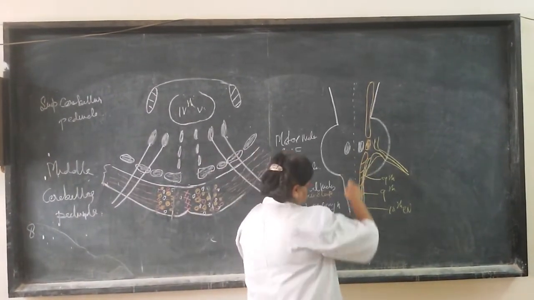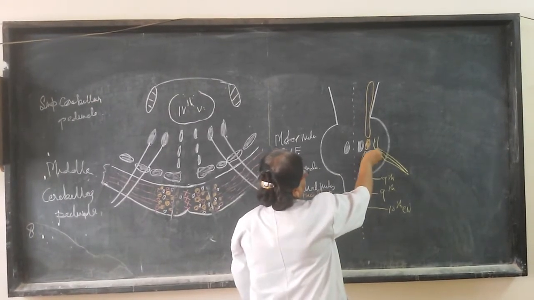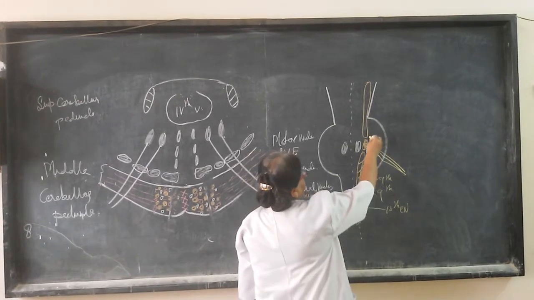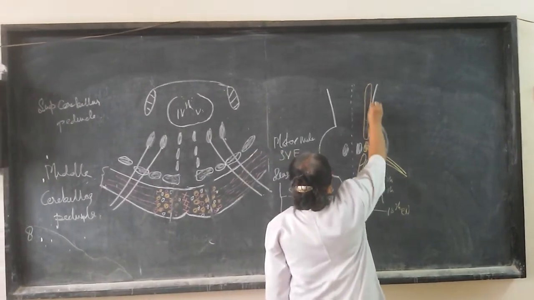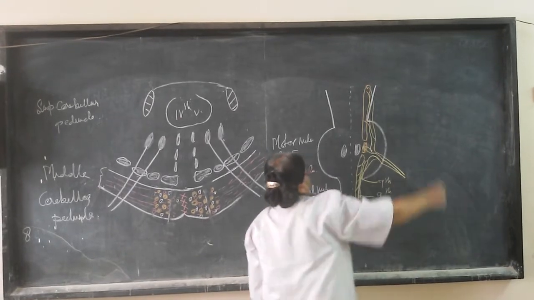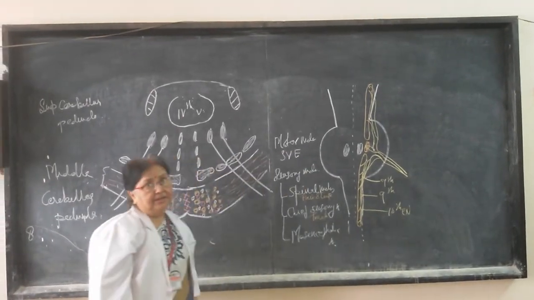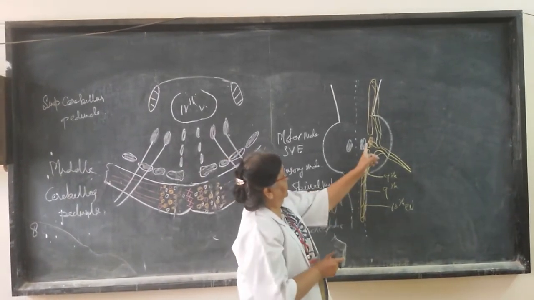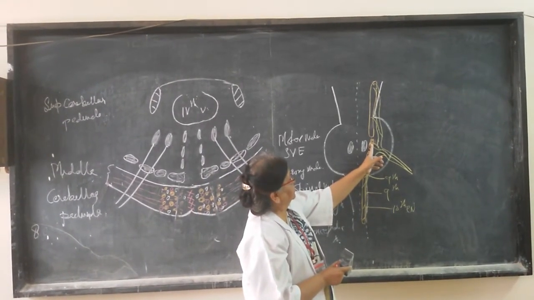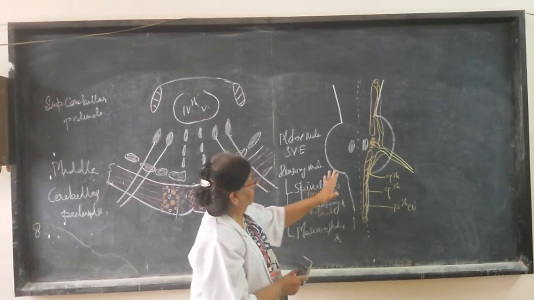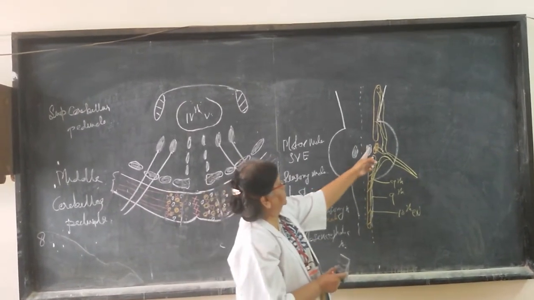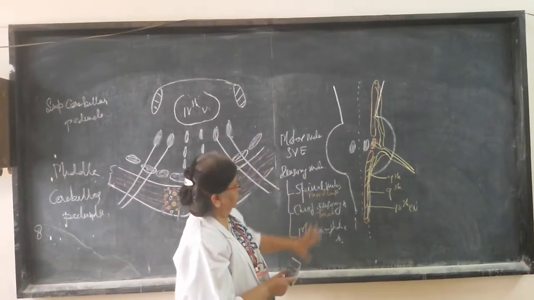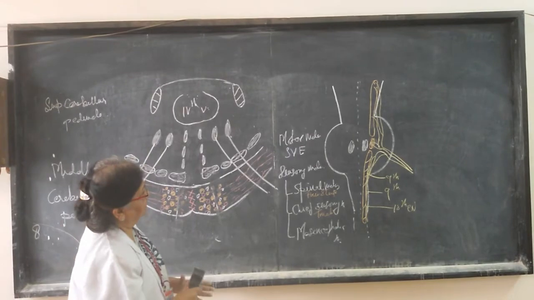fibers, they terminate in chief sensory nucleus, and they go further up and they terminate in the mesencephalic nucleus. These are the ascending fibers. The fibers which terminate in chief sensory nucleus are carrying the touch sensation, and the fibers which are going to the mesencephalic nucleus, the proprioceptive sensation.